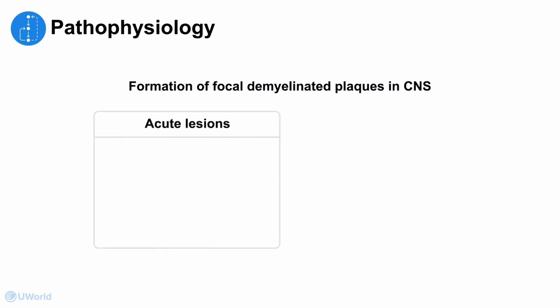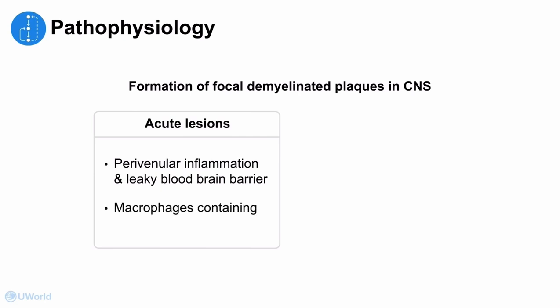Acute lesions are characterized by significant perivenular inflammation that results in a leaky blood-brain barrier. Infiltrating macrophages containing myelin debris can also be seen throughout the lesion. Although the inflammatory response initially causes oligodendrocyte depletion with relative sparing of axons, significant axonal damage can occur over time.